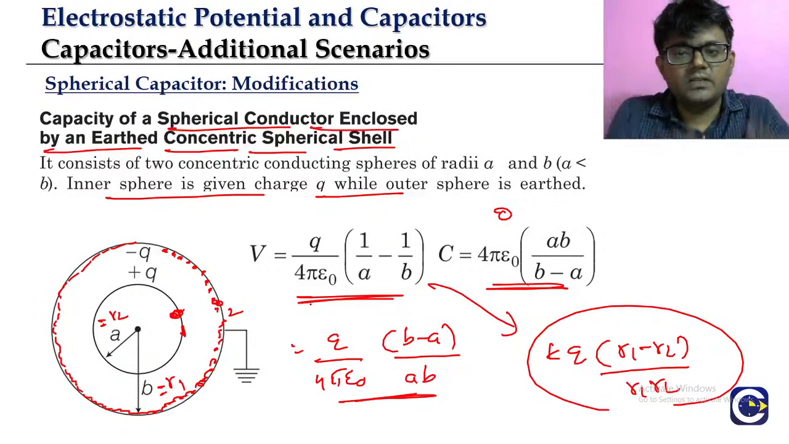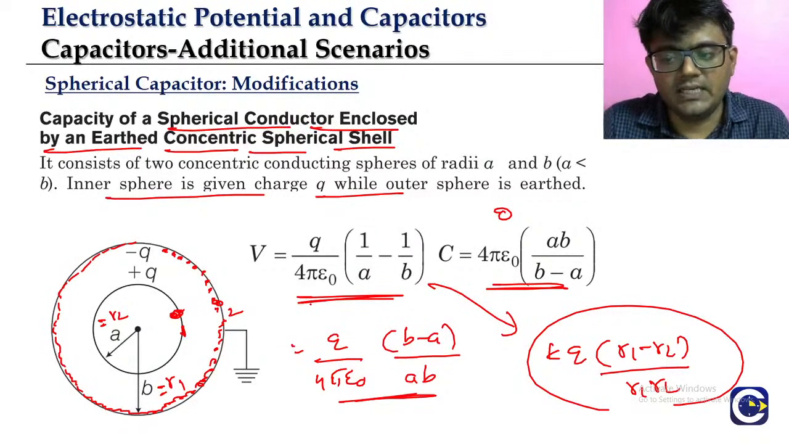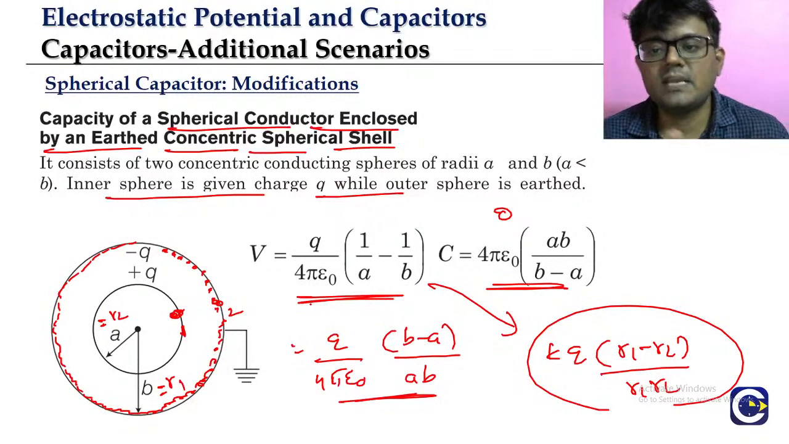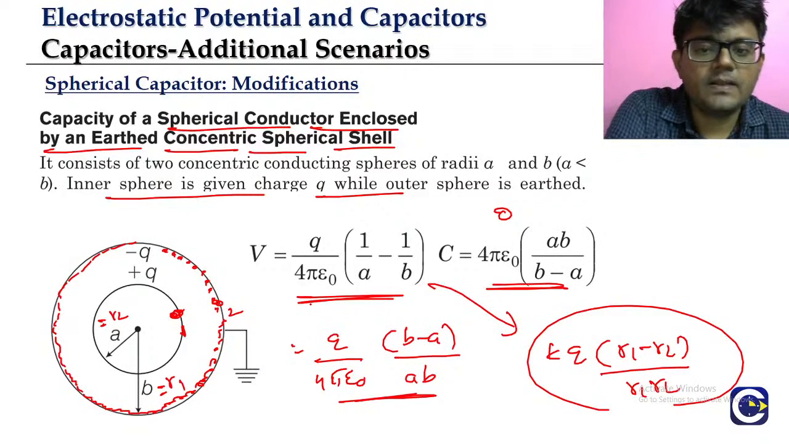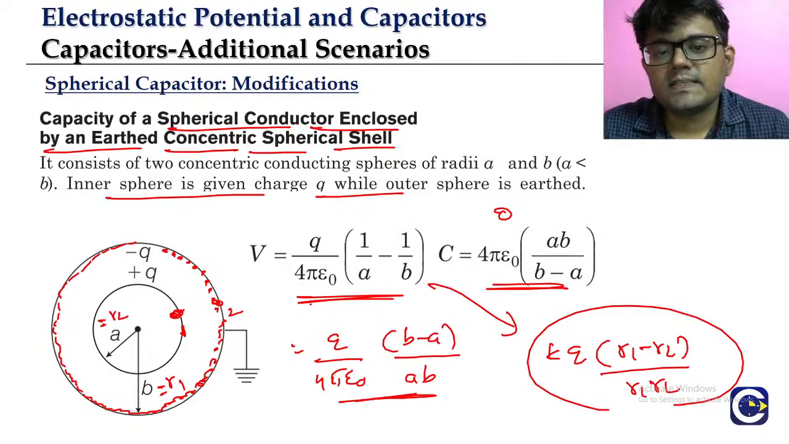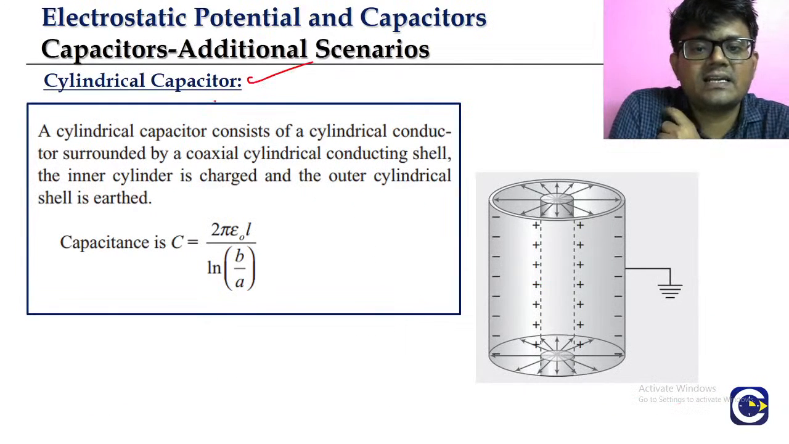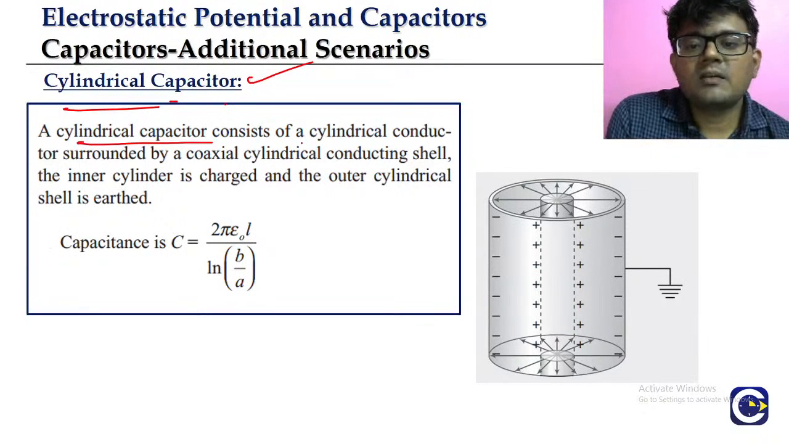Okay, so this is one spherical conductor which is enclosed by a concentric spherical shell. Okay, so the result will be same. Whatever result we got earlier, we are going to get the same result here also. So this is about the modification of the spherical capacitor.